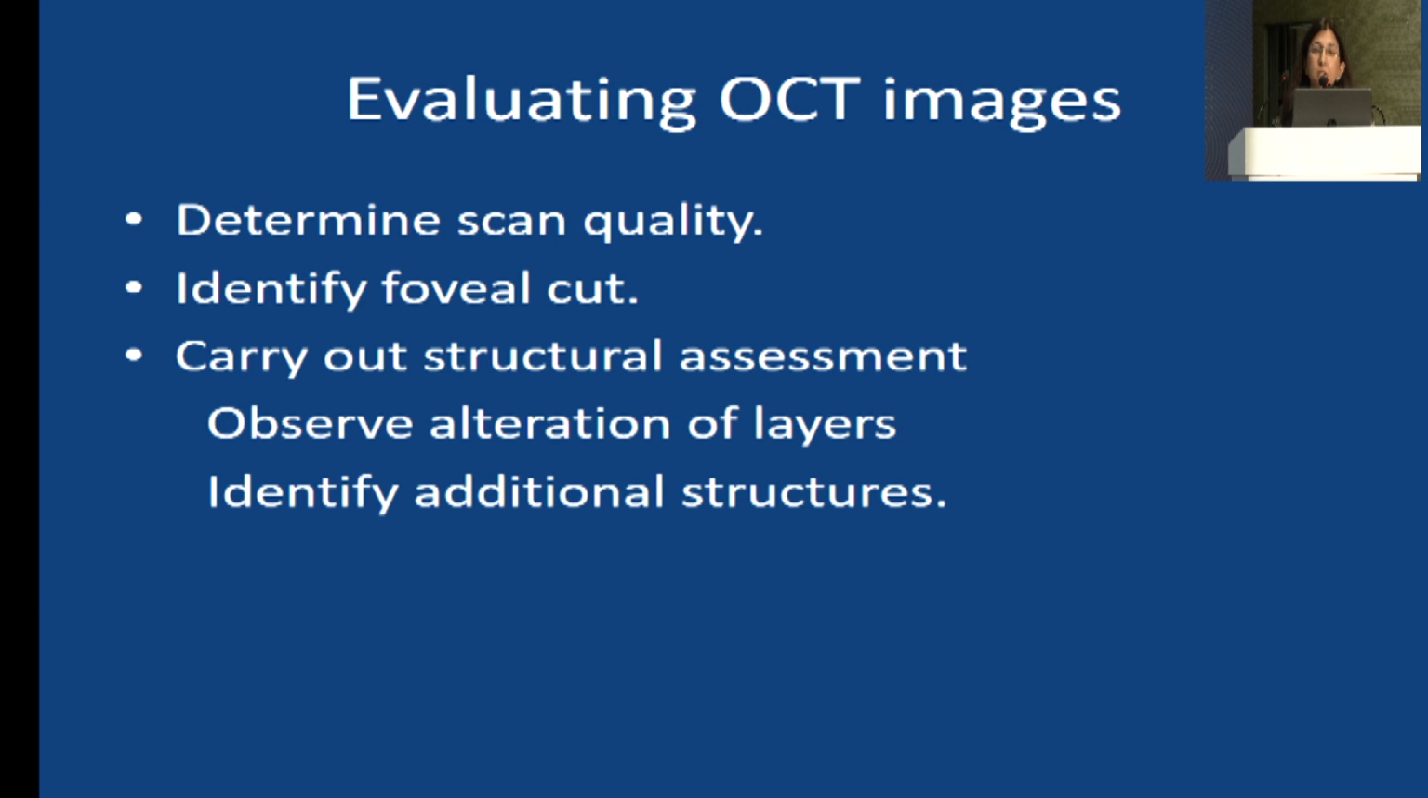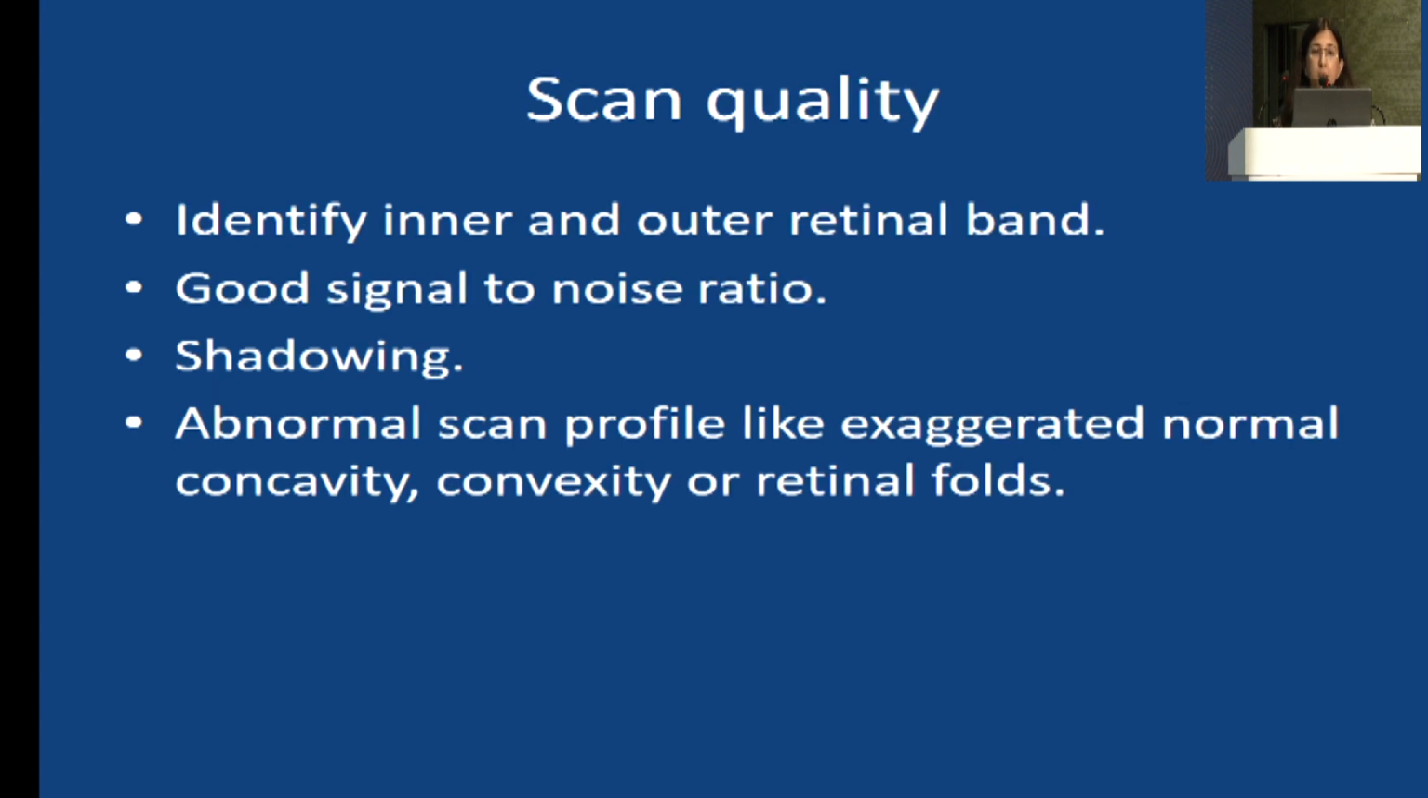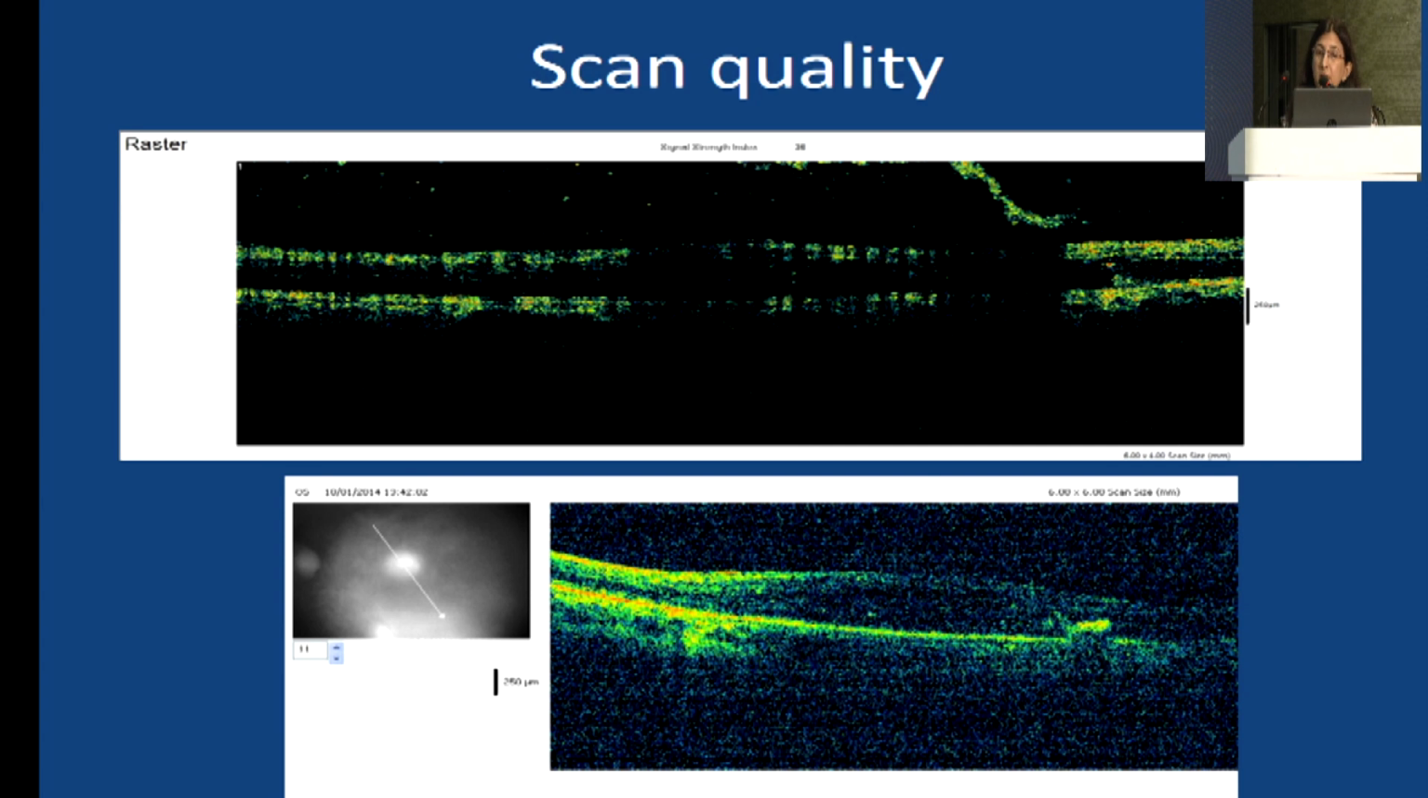Now, whenever we are evaluating OCT images, first of all we look at the quality of the scan, then the position of the scan, and then we carry out the assessment. In the quality, we first have to see, are we getting both the inner and the outer band? What about the signal-to-noise ratio, any shadowing effects, and any abnormal profiles? So first of all, in the first picture, you are seeing two areas where you are not able to see the anterior and posterior band. But this is not due to any pathology, but because of the shadowing effect of the thick membrane in front.